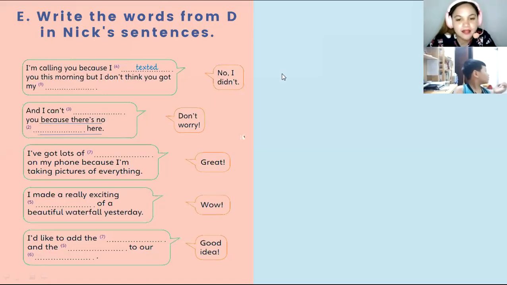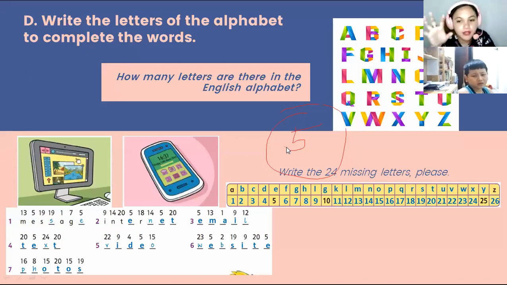Okay, so now let's answer letter E. Write the words from B in the sentences. Okay, so were you able to remember the pictures in B? All right, you remember the words here.